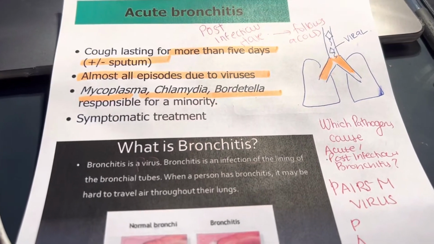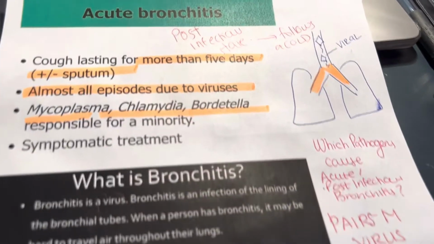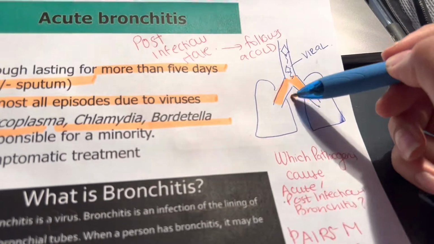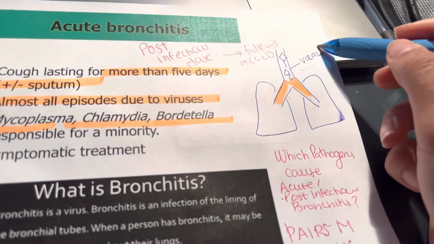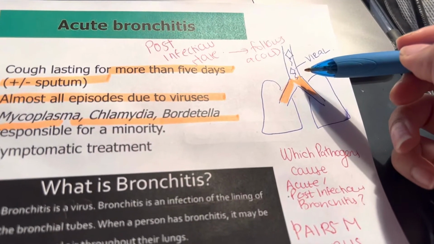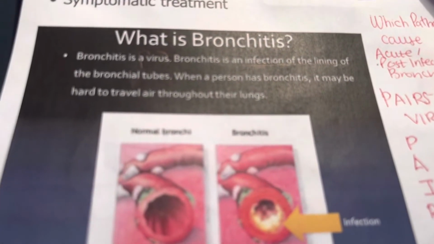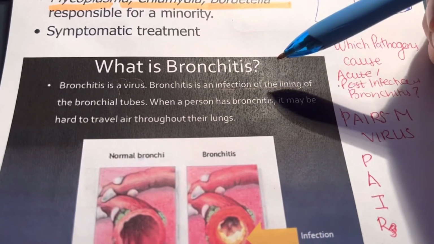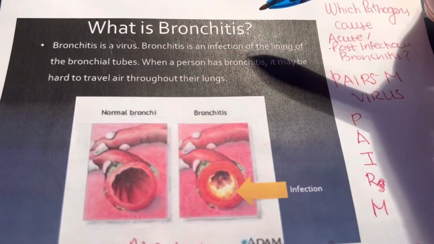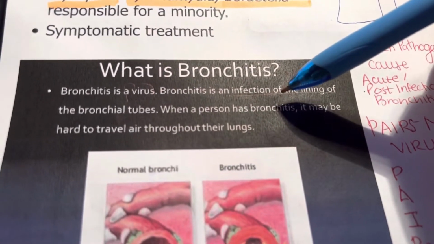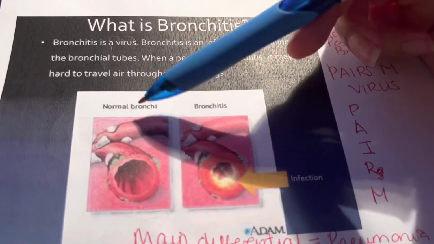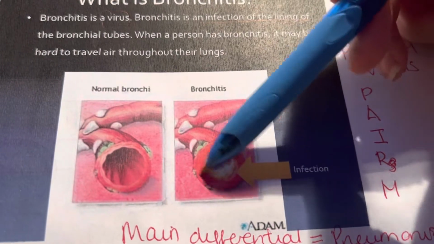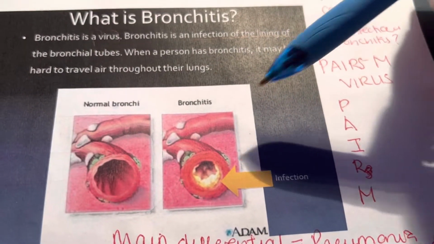This is an inflammation of the bronchi themselves. Here you can see the trachea and here you can see the bronchi, they're inflamed and there's a virus in it because acute bronchitis is mostly caused by viral infections. What is bronchitis? It refers to an infection of the lining of the bronchial tubes. When a person has bronchitis, it's very difficult for air to travel through their lungs because here you can see their bronchi and the infection is clogging up the bronchus.